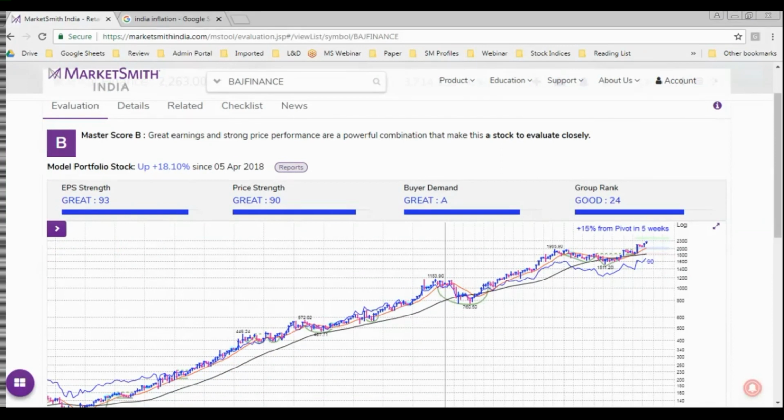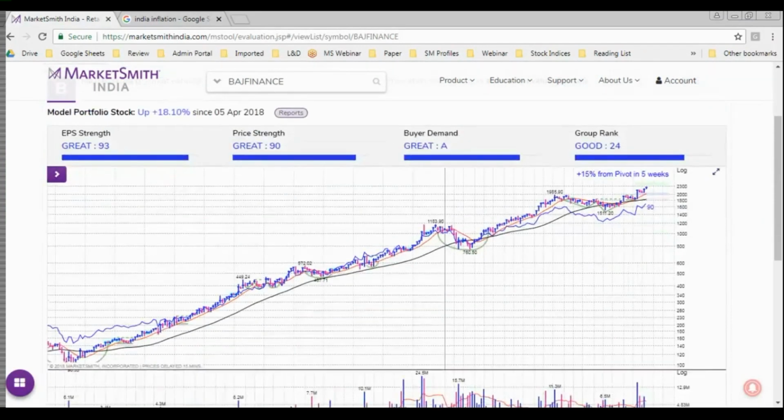Bajaj Finance is up around 18% from our add price. Looking at how the overall market has performed, it has given quite a good amount of return in the current market volatility, and also could have saved a lot of portfolio performance. So that's about Bajaj Finance.